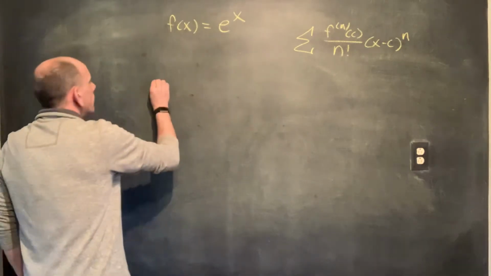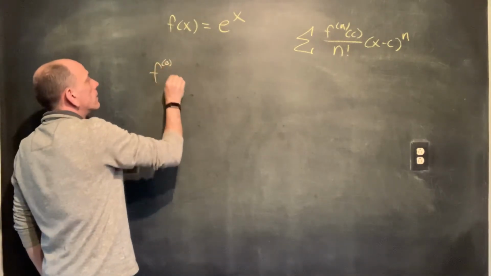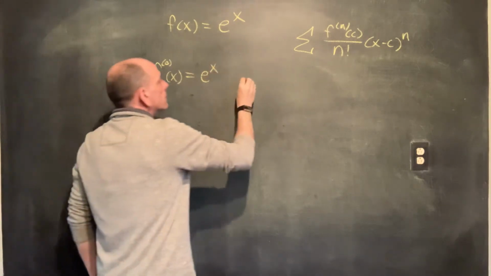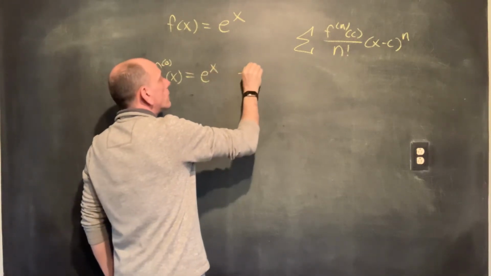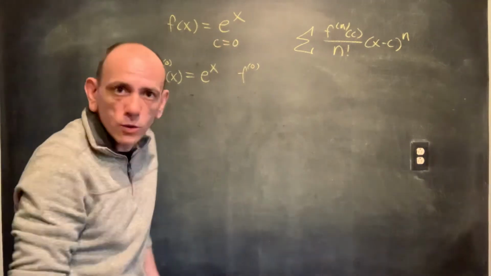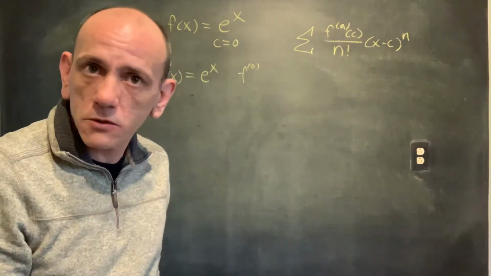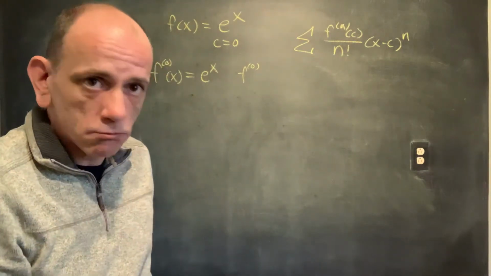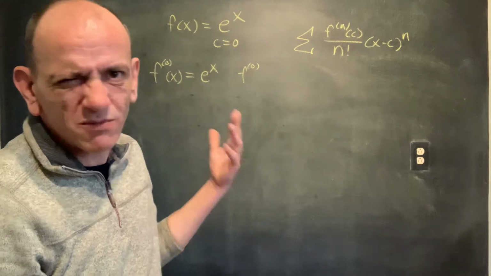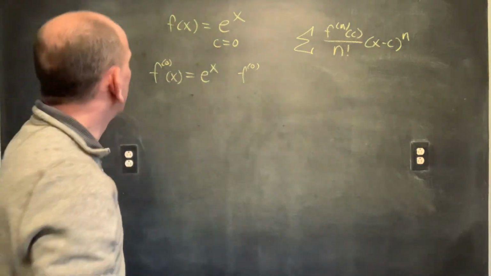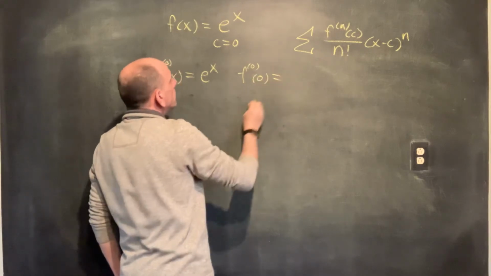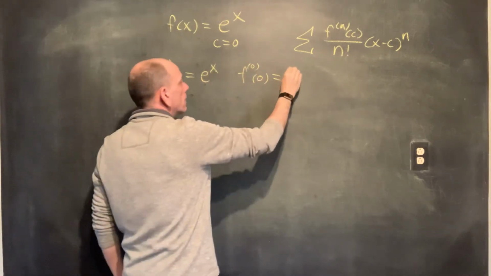Say, okay, the 0th derivative is e to the x. So the 0th derivative, let's center this at 0. It's okay to do that. There's no discontinuities or anything. It's not going to blow up. We could center it anywhere we want to, but 0 makes life easy. The 0th derivative evaluated at 0, well, e to the 0 is 1.